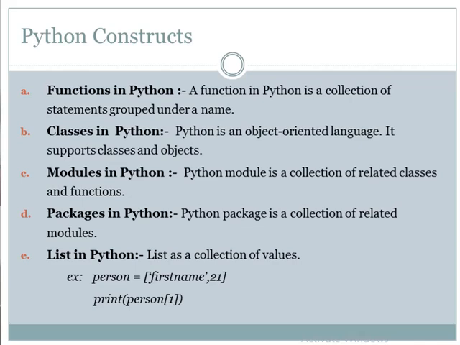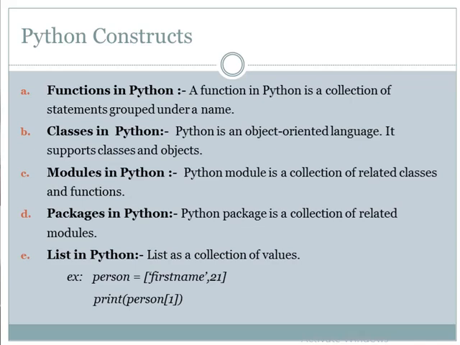Then comes the classes in Python. As we discussed earlier, Python is an object-oriented language. It supports classes and objects. A class is an abstract data type. In other words, it is a blueprint for an object of a certain kind. It holds no values. An object is a real-world entity and an instance of a class.